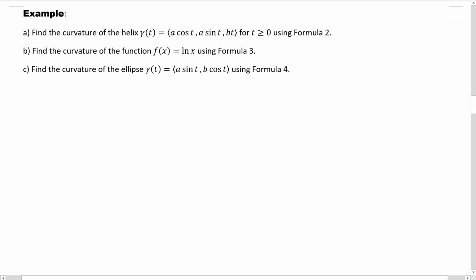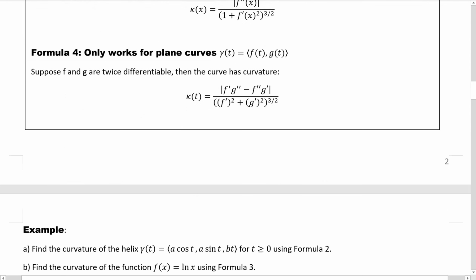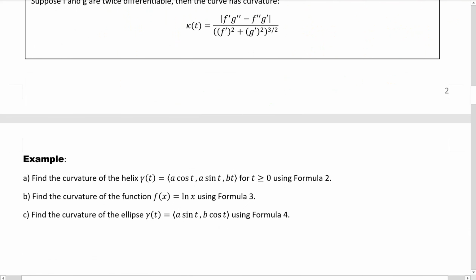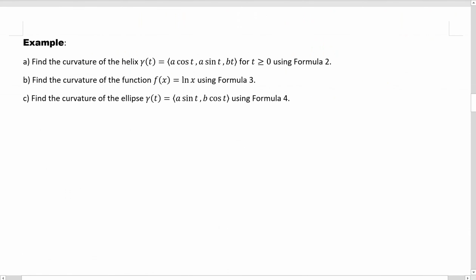A. Find the curvature of the helix using formula 2. So what is formula 2? Keep in mind here we have acceleration cross velocity, and then we calculate the magnitude of it divided by the speed cubed. So we need to find the velocity and acceleration.